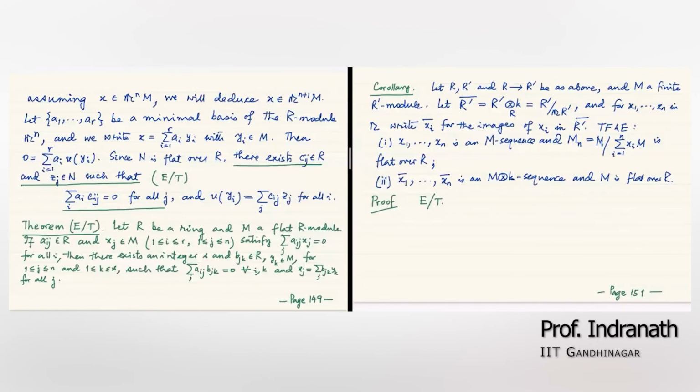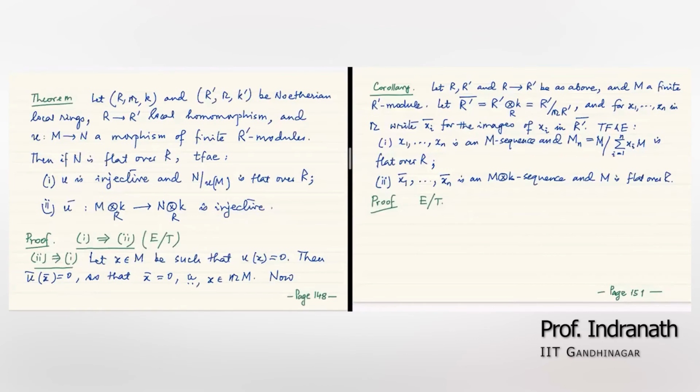And for x1, x2, ..., xn in m, if I write the image xi bar in R' bar, then the following are equivalent: that x1, x2, ..., xn is an M sequence and this M_n is flat, this is your M_n, if and only if x1 bar, ..., xn bar is an M tensor K sequence and M is flat over R. Now you can probably see how it follows from this theorem. Look at it carefully, and see if you can understand it.